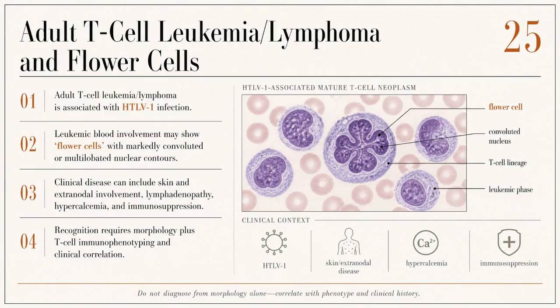From a specimen triage perspective, peripheral blood samples suspected of ATLL should be promptly processed to enable comprehensive evaluation. Immunophenotyping by flow cytometry is indispensable, as it confirms the mature T-cell lineage and often reveals aberrant expression patterns, such as loss of CD7 or CD26, which help distinguish ATLL from other mature T-cell neoplasms. Concurrent serologic testing for HTLV-1 antibodies is critical to establish the viral etiology, which has implications for prognosis and epidemiology.